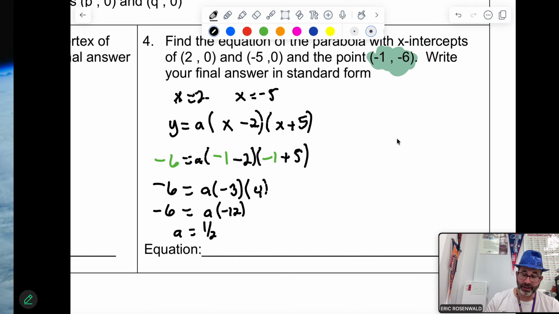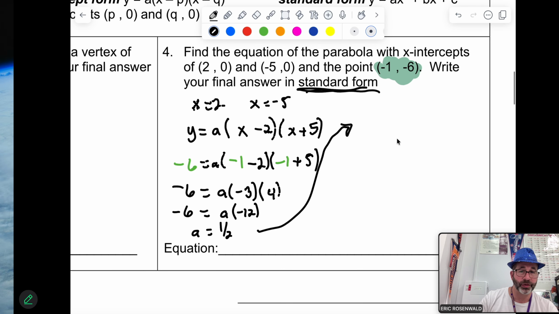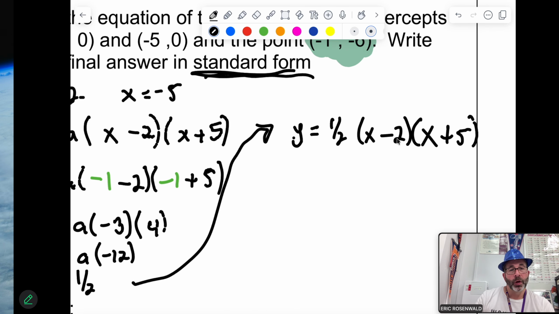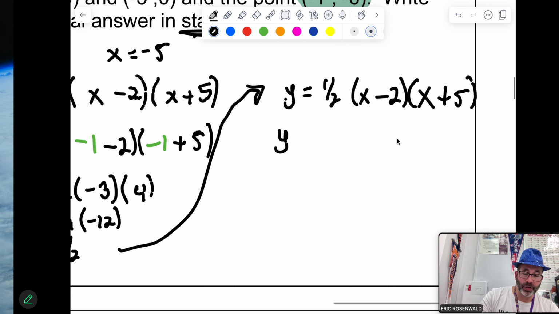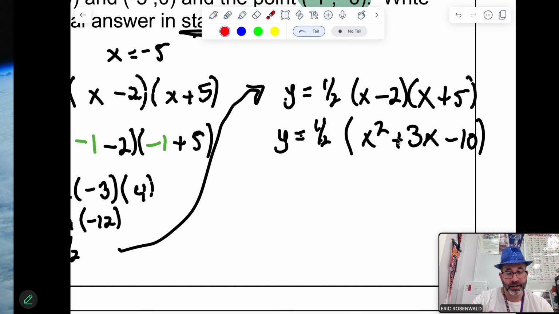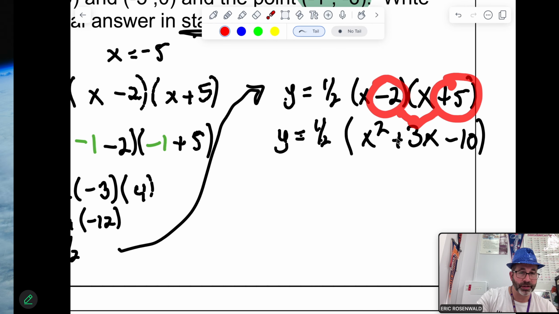So now rewriting this function, we're not done yet because it wants us to write it in standard form, which means we have to multiply this whole thing out. We're going to have y is equal to 1/2 times (x minus 2)(x plus 5). We're going to take that x minus 2 and x plus 5, and multiply that out. We're going to end up with x squared plus 3x minus 10. Again, that's from the fact that if I took -2 and 5 and added them together, we get this 3. And if we multiply them together, the -2 times +5, we get the -10 that's right here.